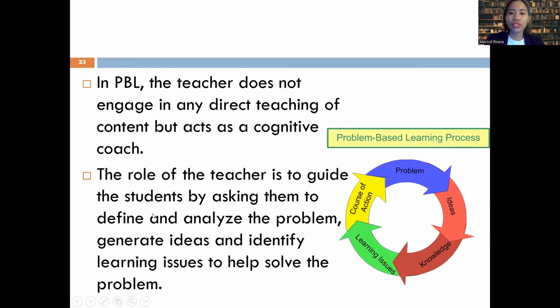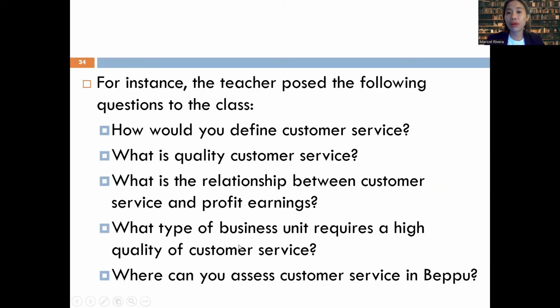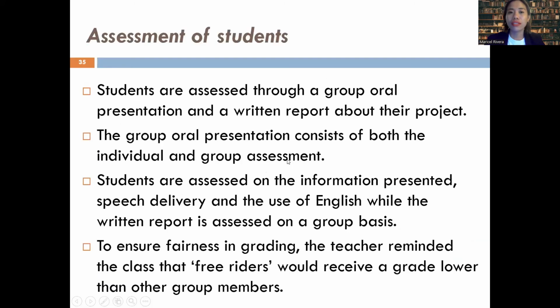The role of the teacher is to guide the students, asking them to define and analyze the problem, generate ideas, and identify learning issues to help solve the problem. So for instance, the teacher posed the following questions. So these are the questions. Example lang. And then we have assessment of students. So students are assessed through a group oral presentation and at the same time a written report about their project. So this is how they will be graded or assessed.